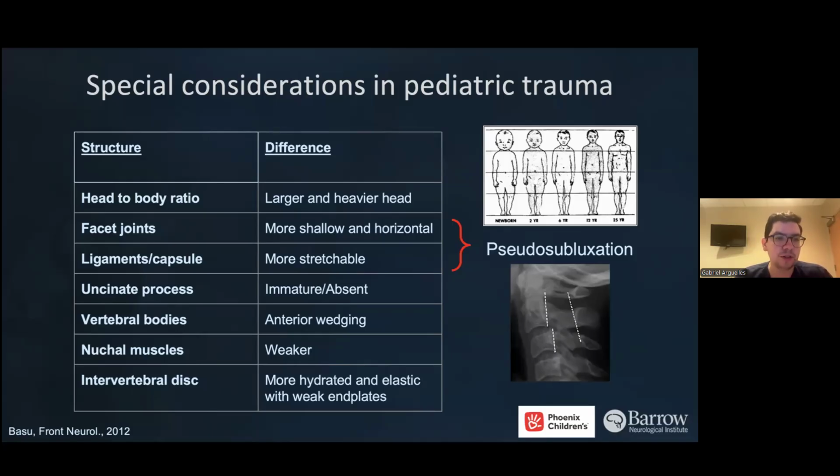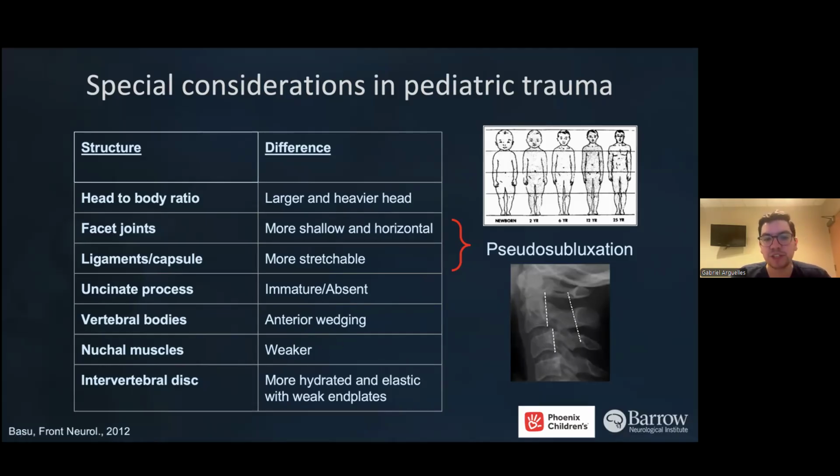To round out this table, other things that are different between kids and adults: the uncinate processes between the vertebral bodies at their lateral aspects are immature or absent in children, depending on how old they are. Vertebral bodies are anteriorly wedged. The nuchal muscles, you can imagine, are a lot weaker, and we talked about how those also contribute some stability. So if those are weaker, there's less stability at this junction.